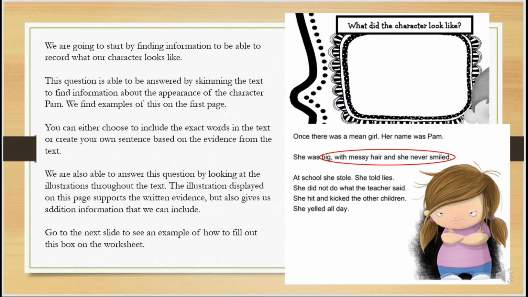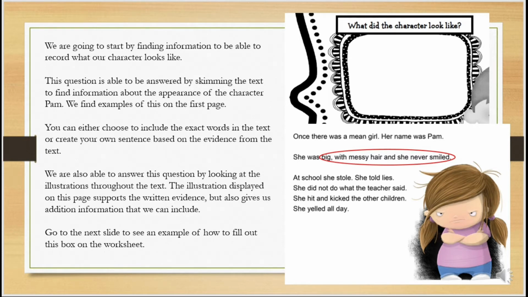Okay, so the first part that we're going to begin to look at is what did the character look like? So we're going to be skimming the text to find information about the appearance of our character Pam. I've included the first page there because that gives us a very good example, but I'm not just going to use those words that are exactly in the text.